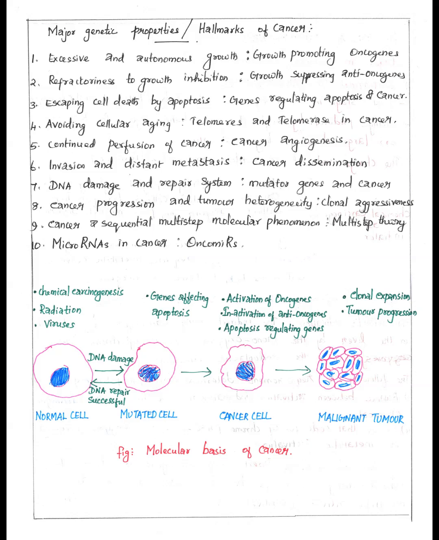The diagram illustrates the molecular basis of cancer. The normal cell is attacked by carcinogens, resulting in DNA damage. It escapes cell death and forms a mutated cell. Then the failure of genetic regulators happens. The mutated cell transforms into cancer cells. Then the tumor progresses into a malignant tumor.